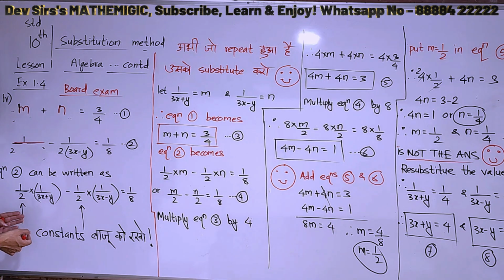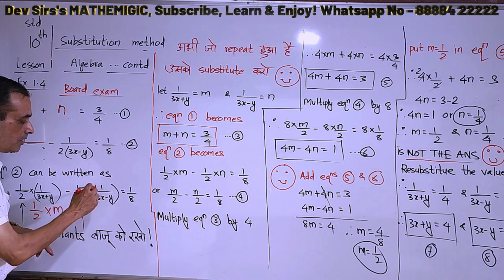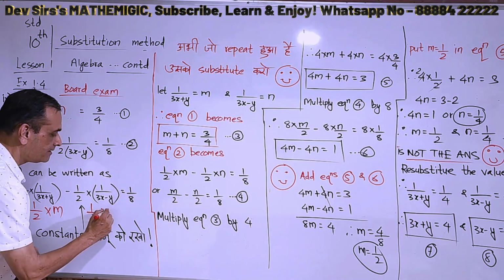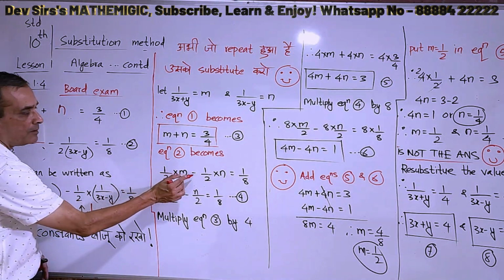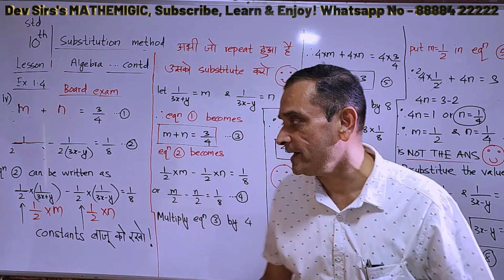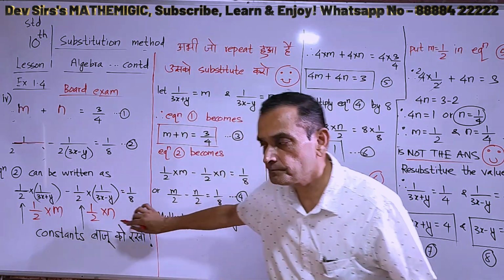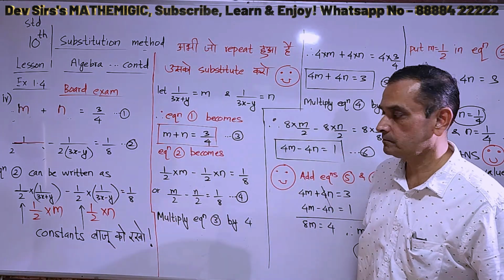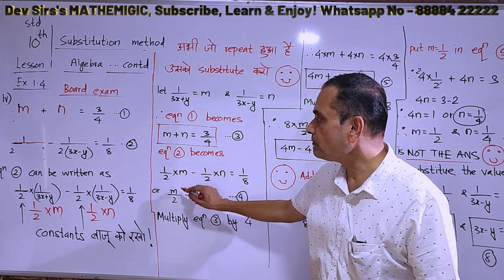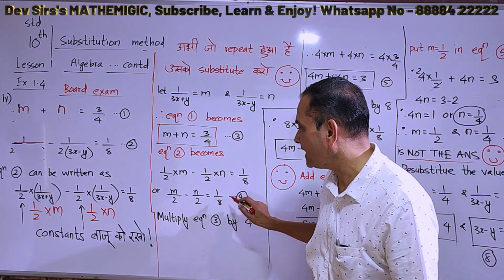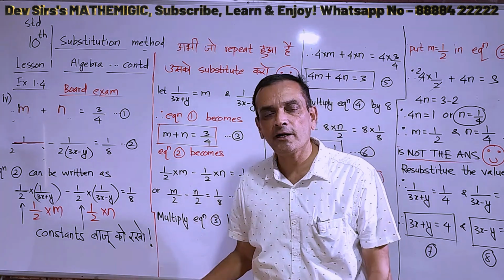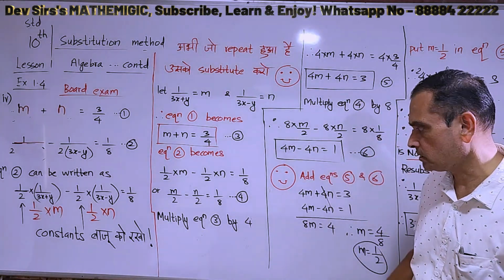See this equation. This is simpler. 1 upon 2 into 1 upon 3x plus y is m. Minus 1 upon 2 into 1 upon 3x minus y is n. That is the reason that I have written 1 upon 2 into m minus 1 upon 2 into n equal to 1 by 8. Equation 2 mein, this is m and this is n. 1 into m by 2 means m upon 2 minus n upon 2 equal to 1 by 8. Variables have come in the numerator, no need to worry. How to solve we'll see later on.